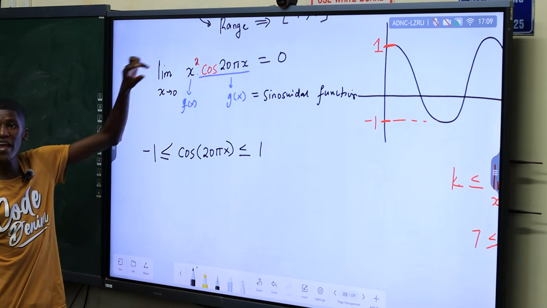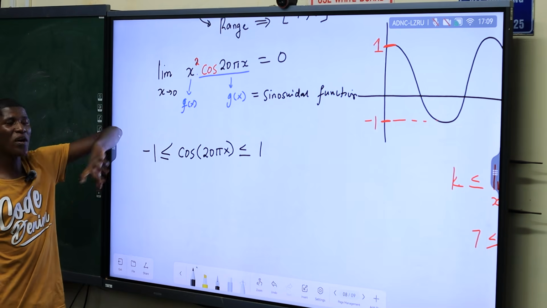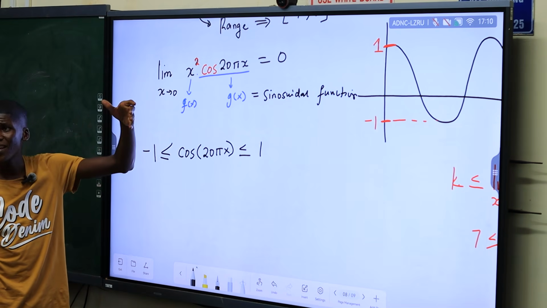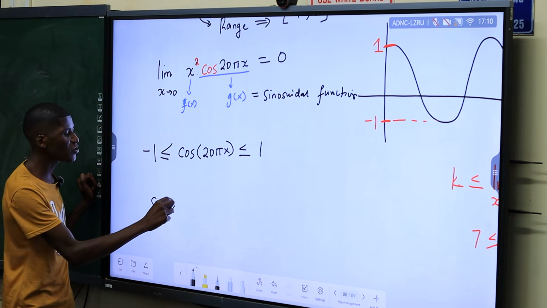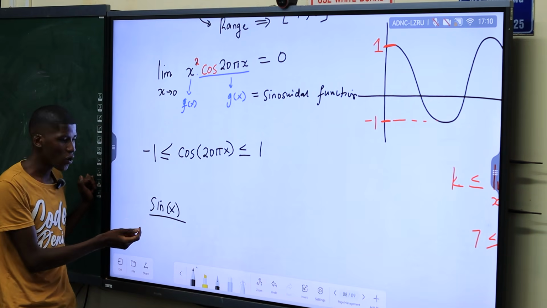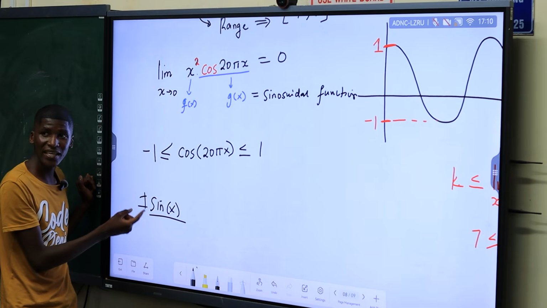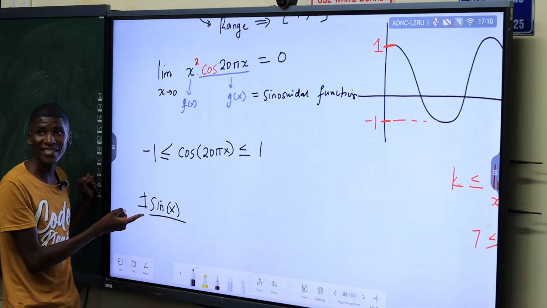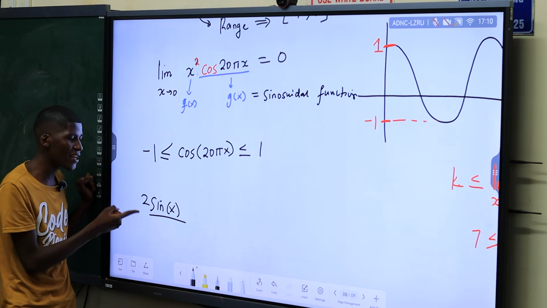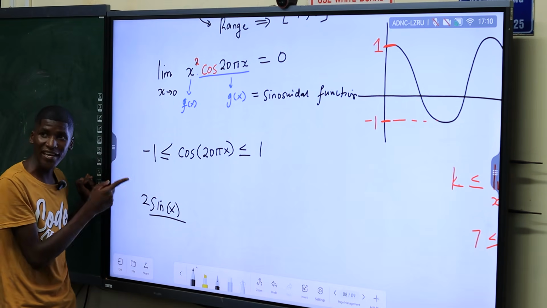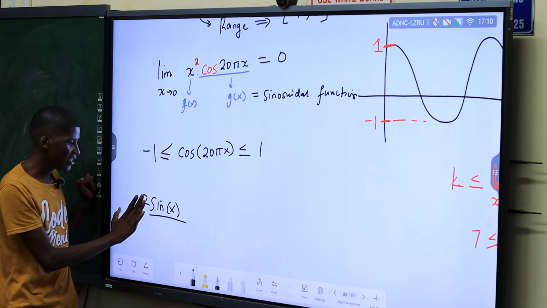To introduce x squared, because when you see the amplitude, it is like sine x. The amplitude is what here? It is 1, because the coefficient multiplying this is 1. The range is minus 1 to 1. If I put a 2 here, what is now my new range? Minus 2 to 2, and so on.